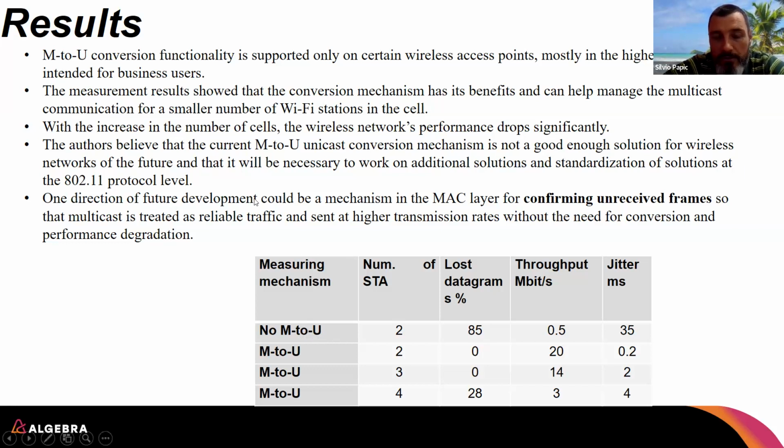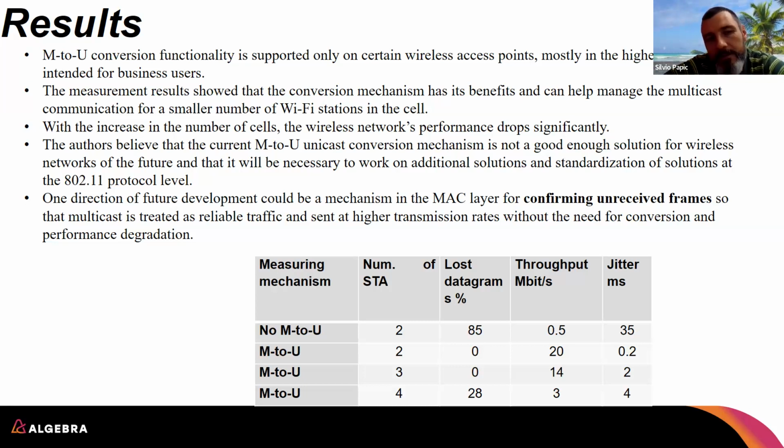So one direction in future could be a mechanism that confirms the frames that are not received in multicast, so not acknowledging every frame, but only the ones that are not received. But then it would have some other challenges because of the latency and so on. So some buffering mechanism should be used.